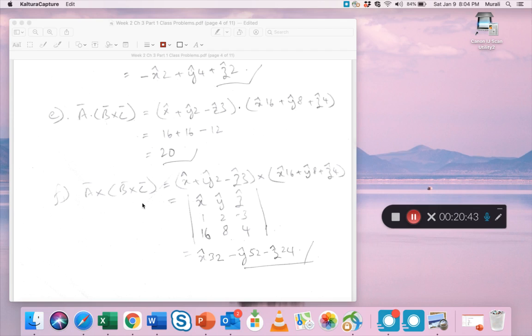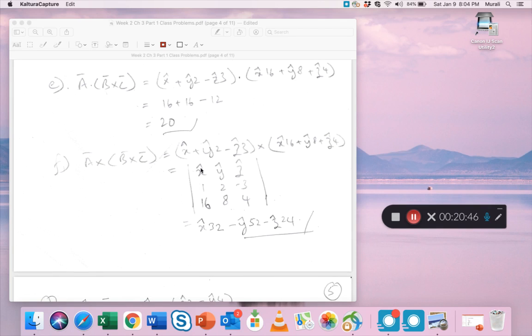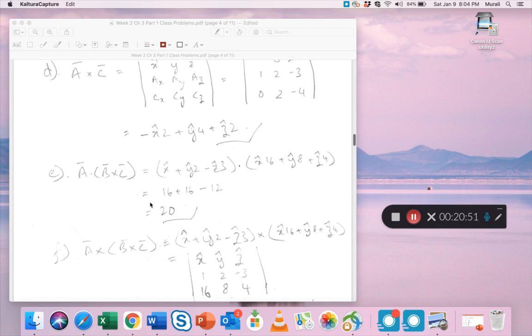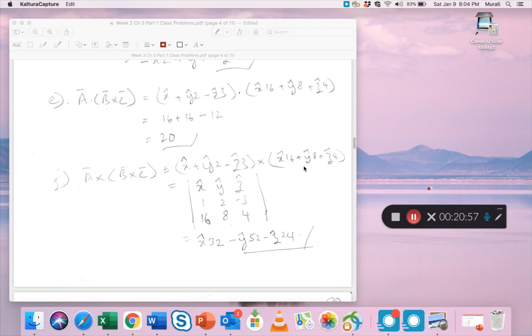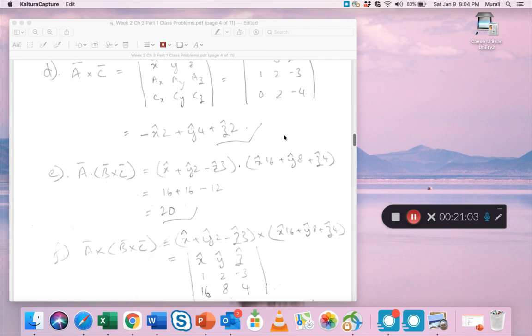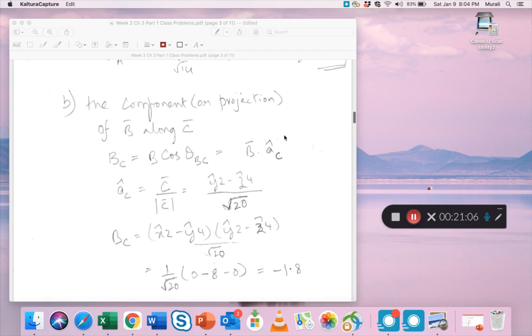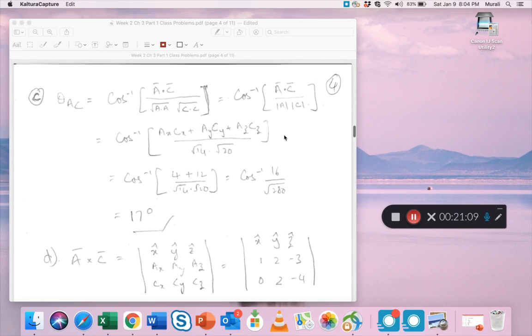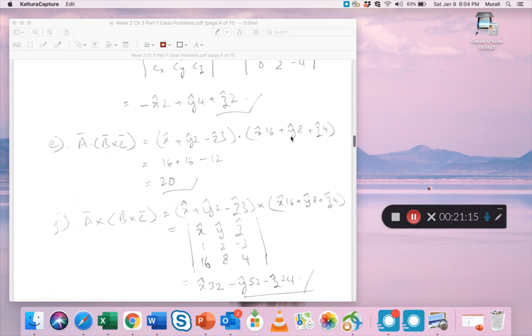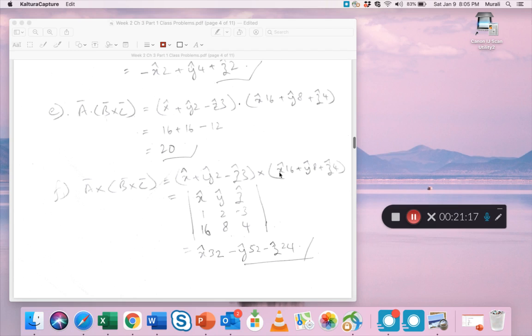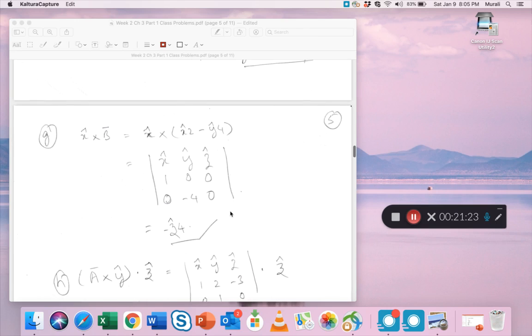A cross B cross C will be a vector again, it's a triple product, and so to do that, first you calculate the inside, which we just did. Oh, it's here. B cross C. Yeah, I think we did it somewhere. But anyway, B cross C is here, and so A cross B cross C, you do it in determinant form again.